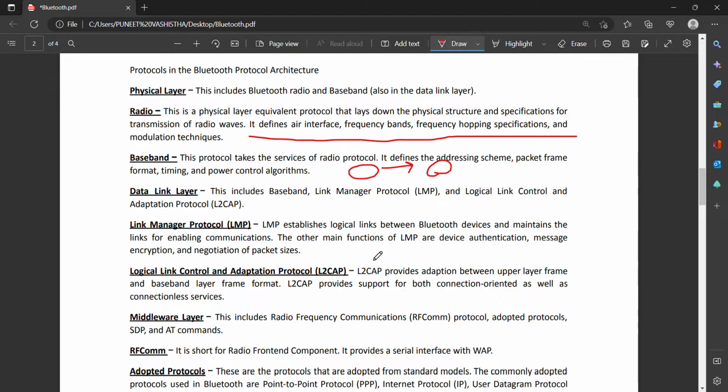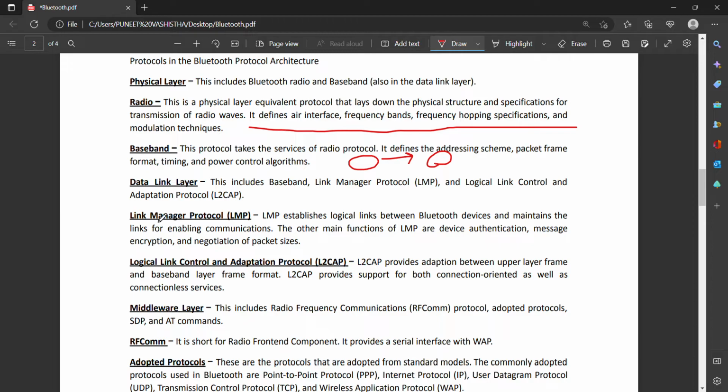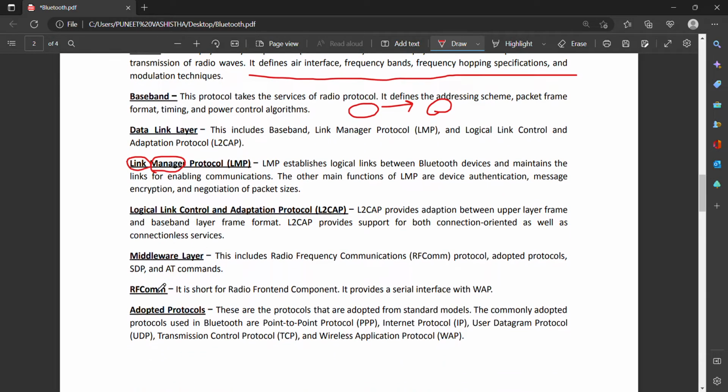So basically this can be used as the privacy part of the Bluetooth, right? It enhances the privacy of the Bluetooth. You can learn it this way: link means it is linking the two devices while managing privacy, right? So the link manager protocol can be defined as enhancing the privacy between the devices of the Bluetooth, right? Now the logical link control and adaptation protocol, L2CAP.